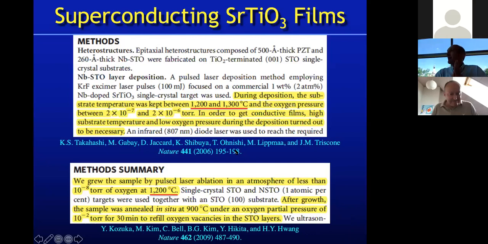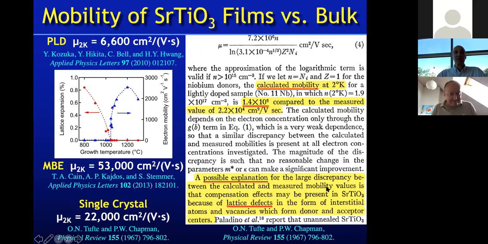Okay, I thought I would also, while I'm talking about it, talk about superconductivity in strontium titanate. And the groups that have made superconducting strontium titanate, one of them is our moderator, Jean-Marc's group. If you look in the depths of the paper, back in the methods section, you'll notice something very interesting. And that is that the substrate temperatures involved are very high, okay? So simply making niobium-doped strontium titanate at 700 degrees C does not result in superconducting films. But to make these films, and these are both made by pulsed laser deposition, very high temperatures are involved. And in going to those high temperatures, not only does superconductivity come in, but also the mobility gets better, and the amount of lattice expansion goes down.